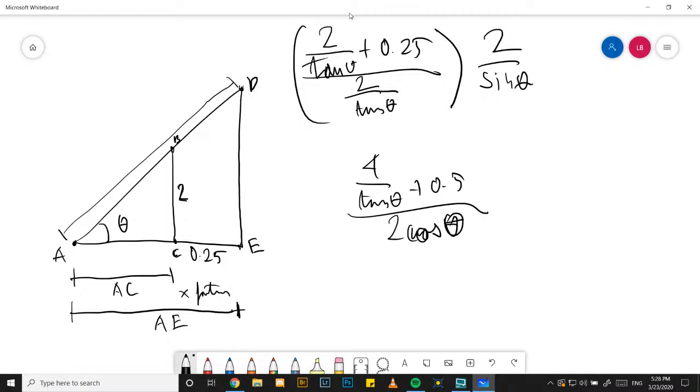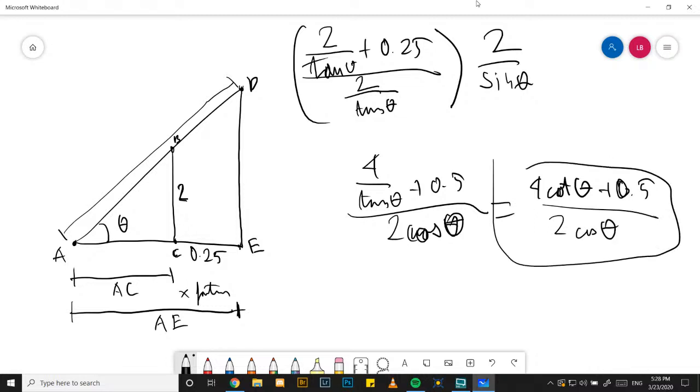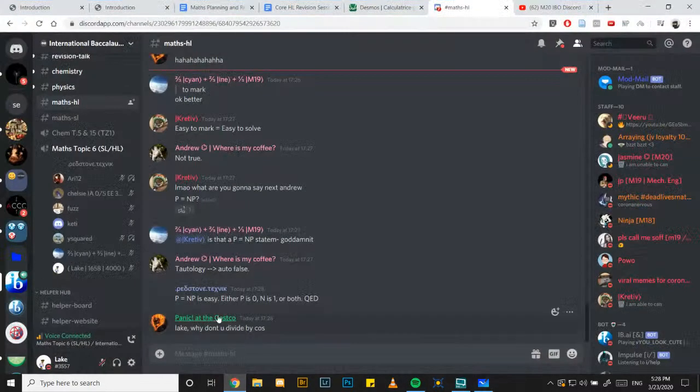I'm just thinking of all the ways I can simplify this, because I really don't like how this looks right now because of the fraction. Actually, I can simplify this and make it 4 cotangent theta plus 0.5 over 2 cosine theta. This is what this maximum length is. You need to minimize this, and that's what the question is asking.